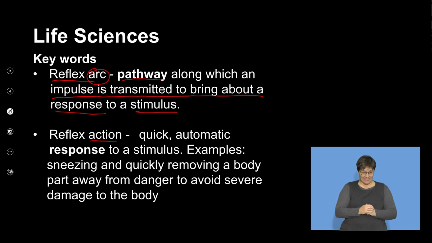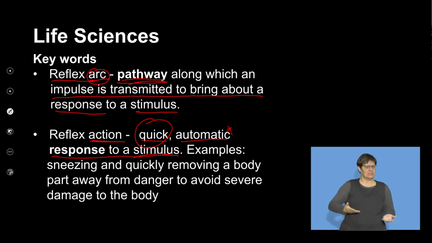Then we've got the reflex action. There's a difference between the arc and the action. Reflex action takes place because the reflex arc is there. What is this reflex arc? The pathway of the impulse. So, reflex action is a very quick, automatic response to the stimuli. Why quick, automatic? The reflex action should be quick or immediate to avoid severe injury.